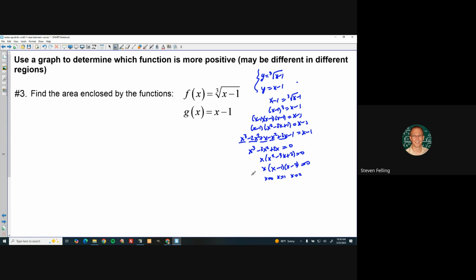All right, let's go ahead and find the matching y's. Y is x minus 1. So y would be negative 1 here, y would be 0 there, and y would be 1 there. So the points of intersection are (0, negative 1), (1, 0), and (2, 1). Okay, let's make a sketch.